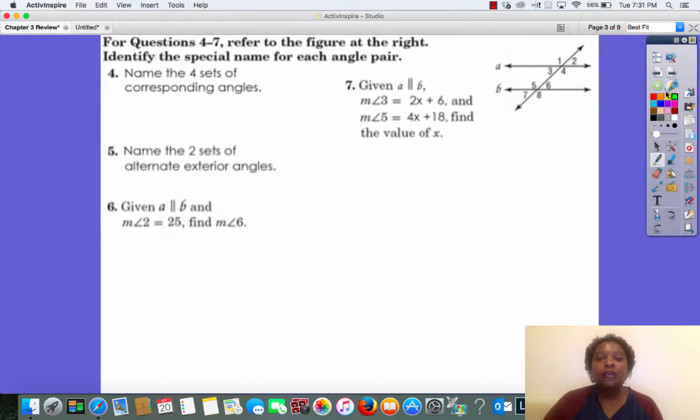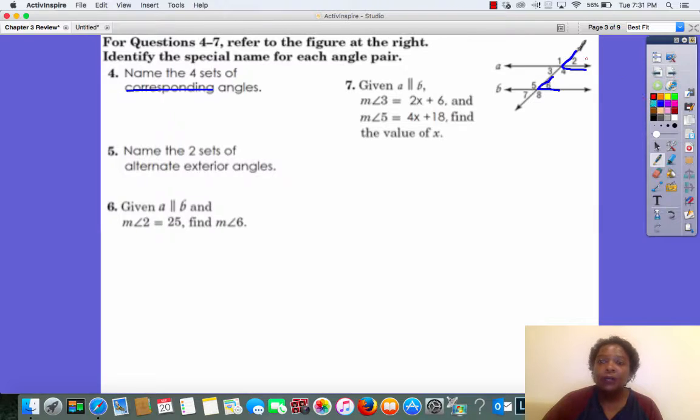Alright, numbers 4 through 7. We're dealing with parallel lines cut by a transversal and the angle relationships that are formed. Number 4. Name 4 sets of corresponding angles. Remember what corresponding means. Same location, just shifted down along the transversal. So let's start with this angle 2. I'm going to trace it. Angle 2, I went down and over to the right. So when I shift down this transversal, angle 6, to trace it, would be the same location, just shifted down one. So angle 2 and angle 6.